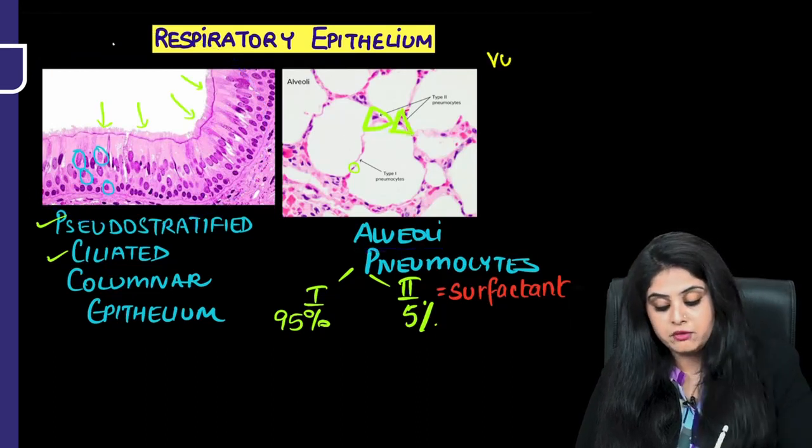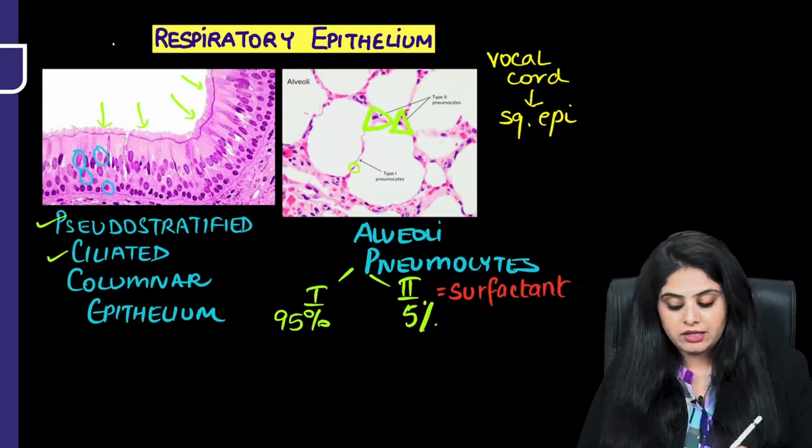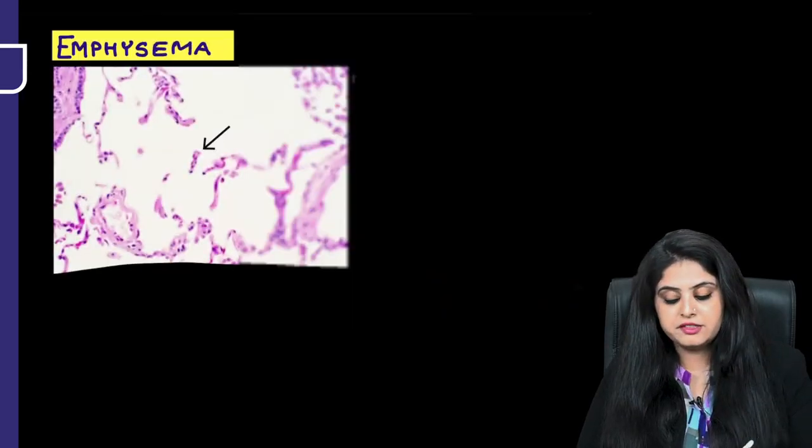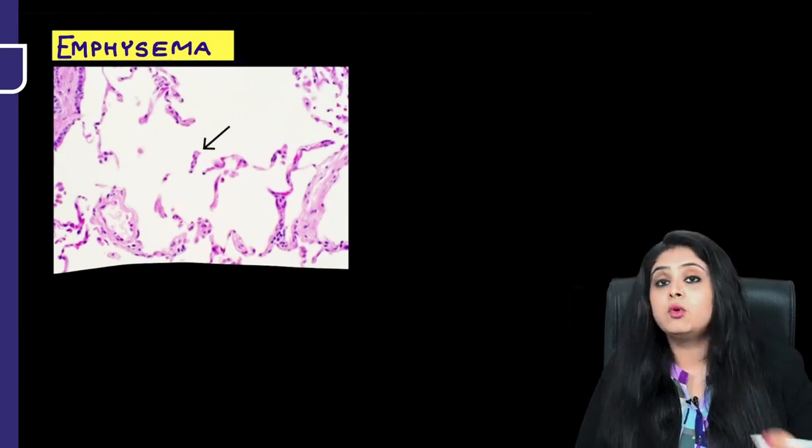And I hope you remember in the vocal cord, what is the epithelium in the vocal cord? That's also different. That is the squamous epithelium. So that's the overview of the epithelia that you have to know. Now let's go on to the diseases. So the first disease is a condition known as emphysema. I hope you know emphysema means all the walls are broken.